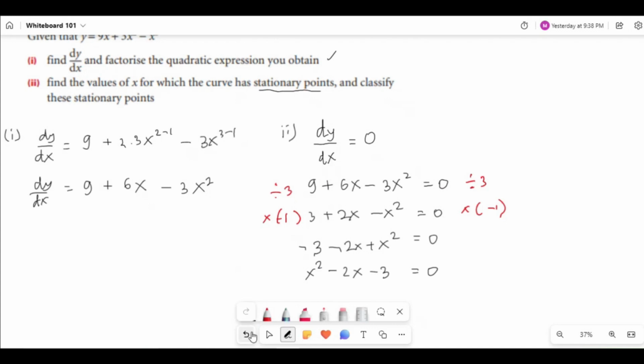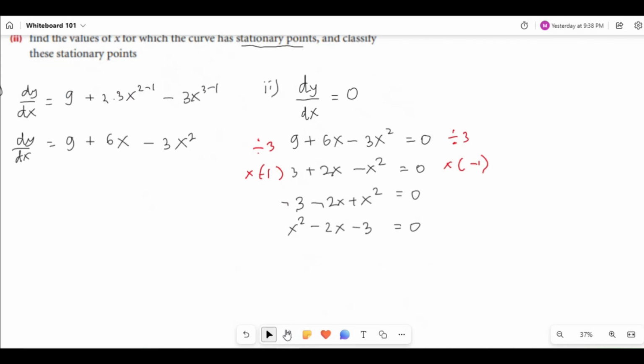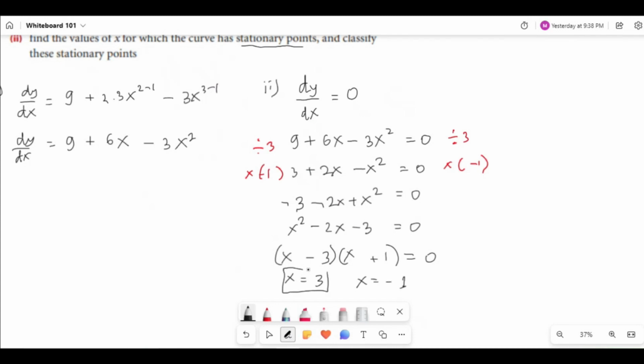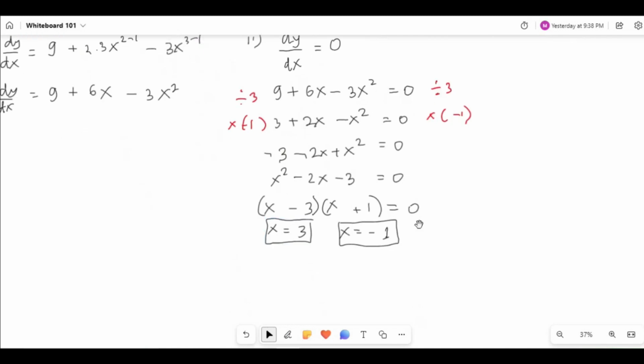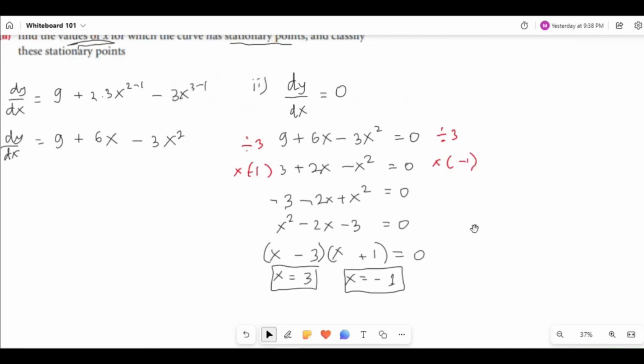Clear? Okay, so we just do the factorization. This is quite simple. It's going to be x minus 3 and x plus 1. So we've got two x values: x equals 3 and x equals negative 1. These two are the x values of the stationary points, not the stationary points themselves. Since we are only asked to find the value of x, it already satisfies the question. Okay, so it's done. x equals 3, x equals minus 1. These are the x values of the stationary points.